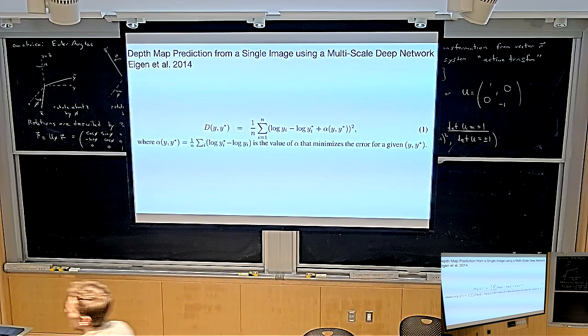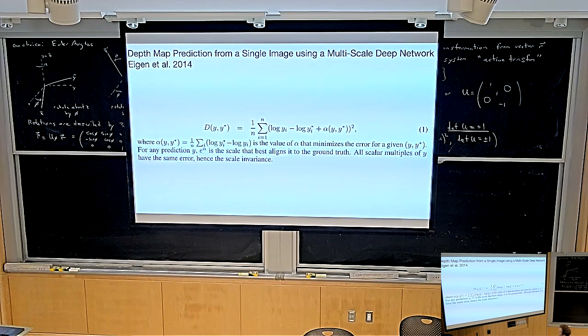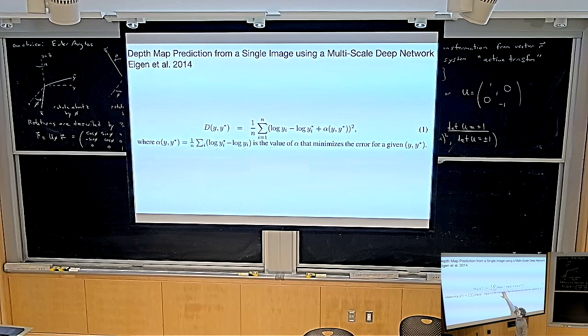And how does that work? The way it works is that you do the comparison in log space. So y and y asterisk are the ground truth and the predicted depth map. You compute the log of the two. And if you think about it, the scale factor would then be pulled out as an additive factor, right? And then they say, oh, and then we're going to have this alpha of y and y asterisk.